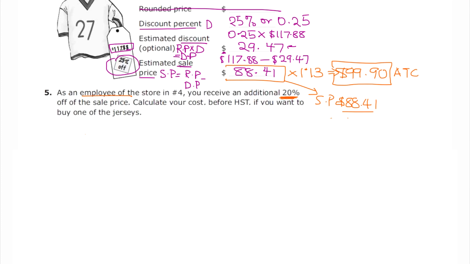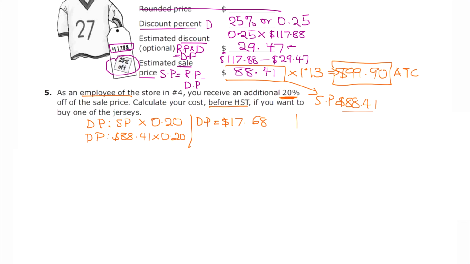which is the discount price. So the discount price is equal to the selling price times the percentage that is taken off, so 0.20, because 20% to decimal is 0.20, and this will give us our discount price in dollars to be 88.41, which is what we have right here, times 0.20, and what that gives us as discount price is equal to $17.68.